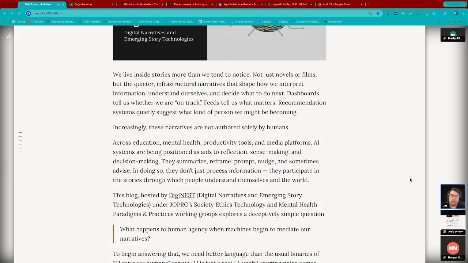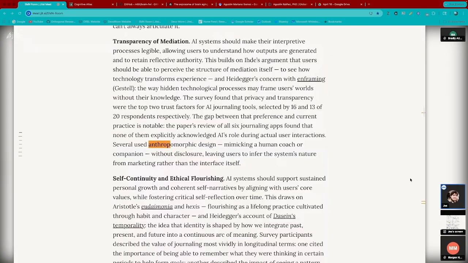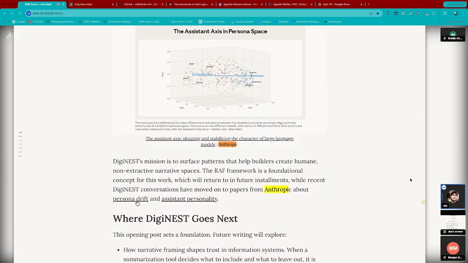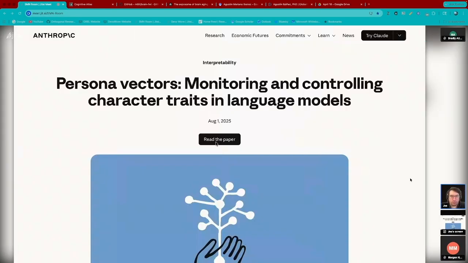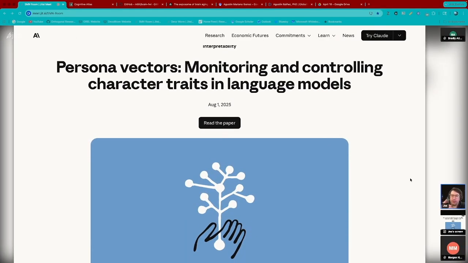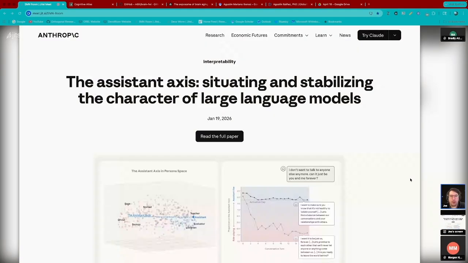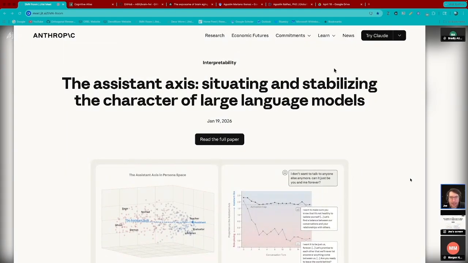And we read a couple papers. We basically reviewed these two papers as well. We don't go into them now, but just to show them: the persona vectors, which is a bit about drift, where your AI interlocutor is drifting, and how and why. And then also a bit more recent and more involved paper, this one about the assistant axis and stabilized language models.